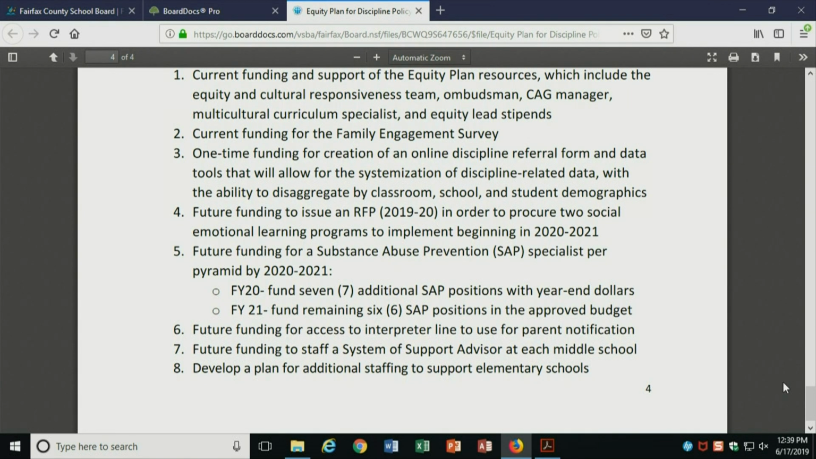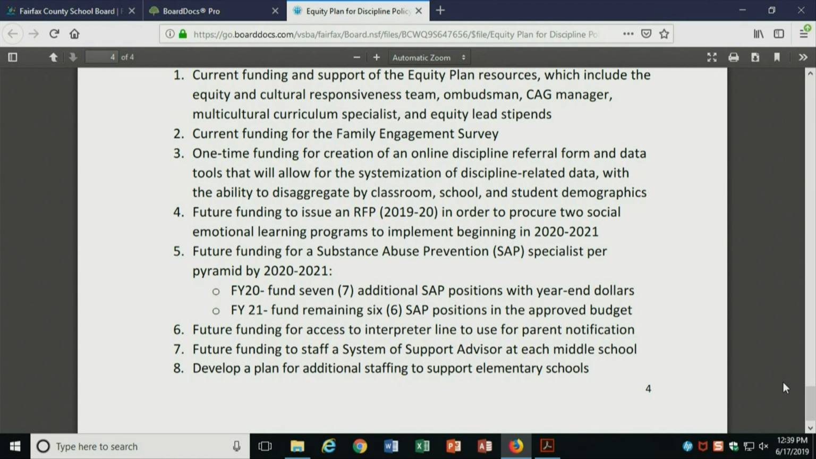Number 6 is making sure we have funding to access the interpreter line for parent notification. We will see in the SRNR ways to enhance and strengthen parent notification. We see also from Dr. Mayo and Dr. Osher's report that parent notification is critical in terms of discipline matters. And we do have funding currently for parent notification lines, but not sufficient if we're going to ask schools to make sure that they're reaching out to parents when their child is involved in a disciplinary infraction. They may not speak the language of the parent they're reaching out to.